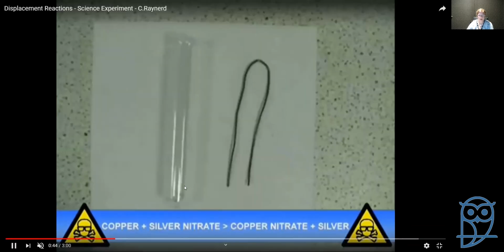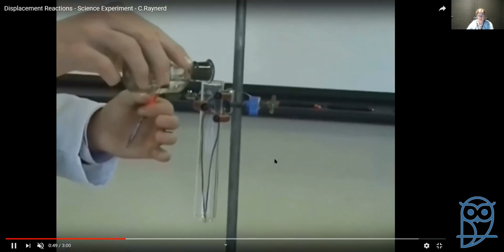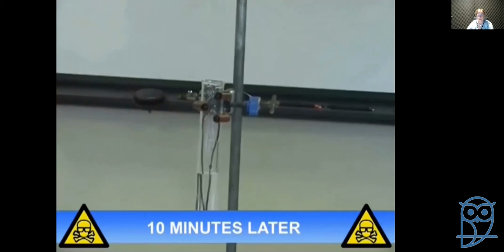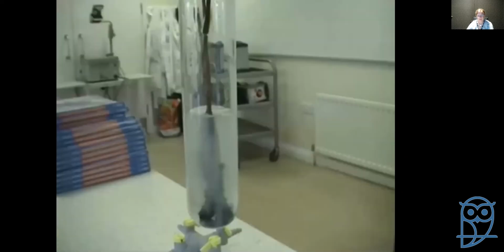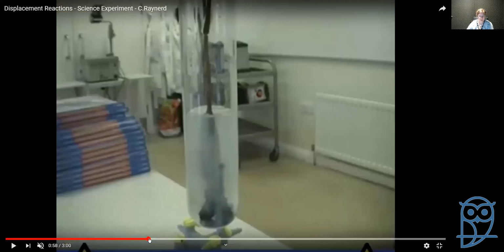So he's going to continue this with copper and silver nitrate. There he adds some silver nitrate. So after a few minutes, he skipped over that very quickly, you can see that quite a lot has been added to this copper wire, and that is the silver that has formed.